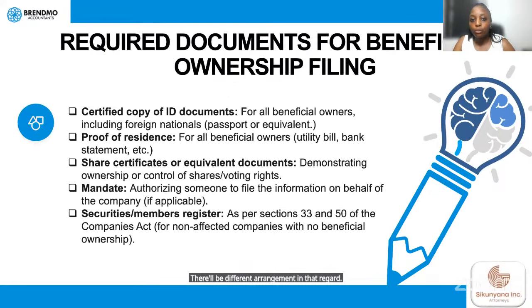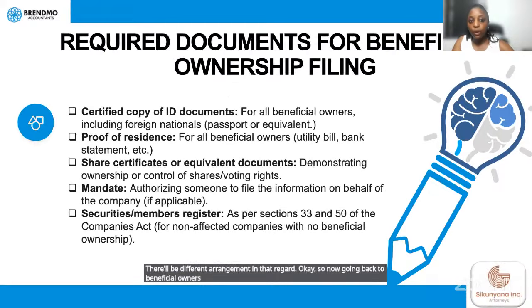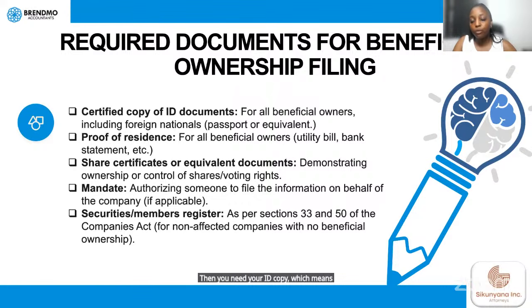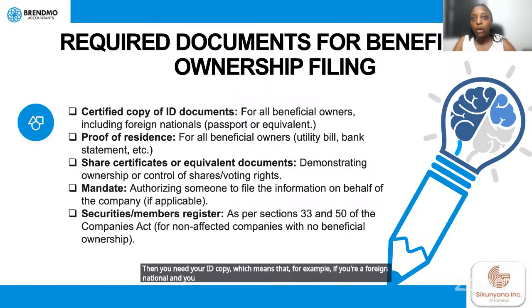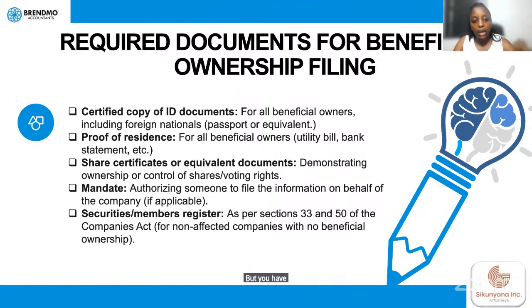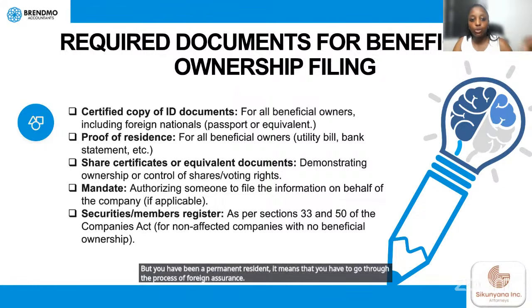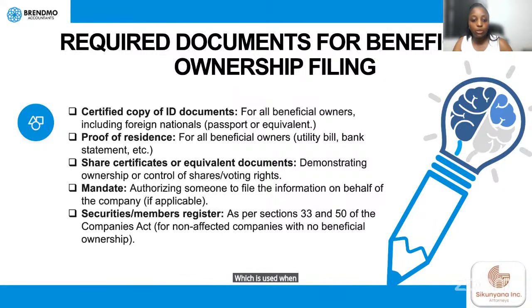Okay, so now going back to beneficial ownership. For you to file your beneficial ownership, you would require your ID copy. If you're a South African citizen or a permanent resident, then you need your ID copy. For example, if you're a foreign national who registered using a passport and you have since become a permanent resident, you need to make sure that all the details are updated on CIPC. If your registration still uses your passport, you have to go through the process of foreign assurance, which is used when the director is using a passport.